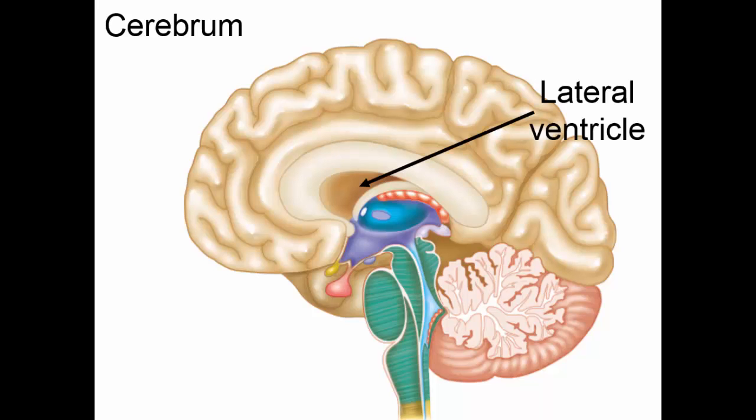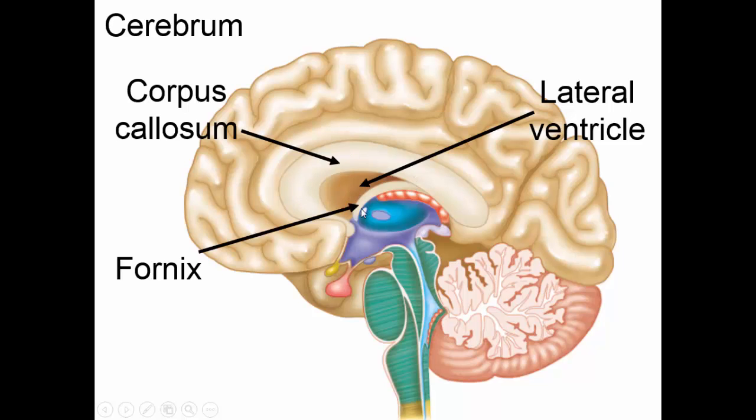The cerebrum has its doorway to the lateral ventricle, since the lateral ventricles are located in the cerebrum. And then we have the corpus callosum and the fornix. The corpus callosum is sort of the roof of the lateral ventricles, and the fornix is sort of the floor. These are composed of white matter. These are tracts or axons that help connect the right and left sides of the brain. The corpus callosum handles conscious information. The fornix handles unconscious information.